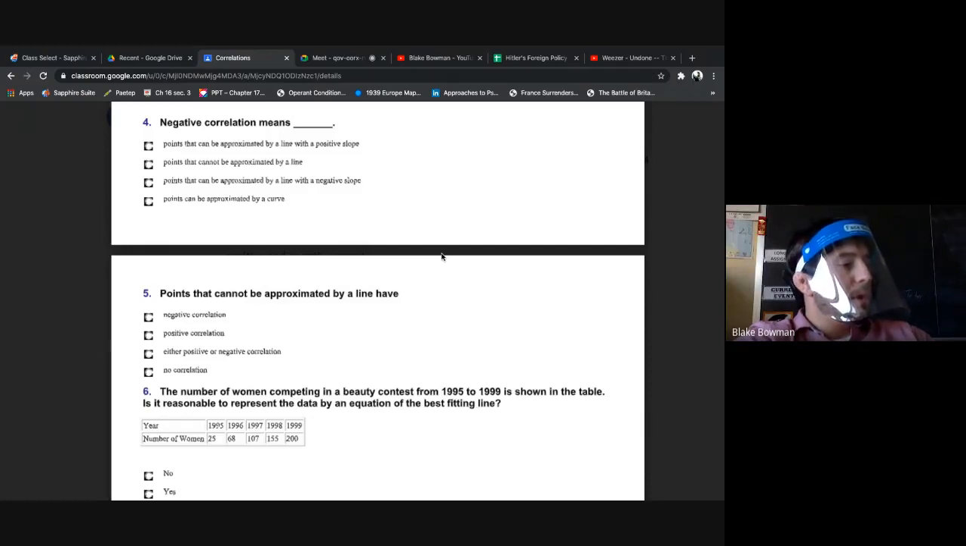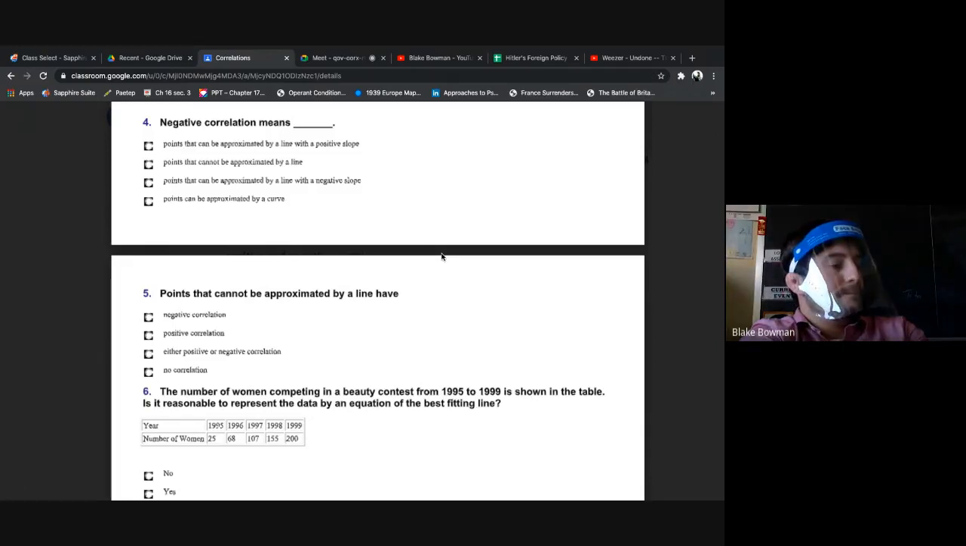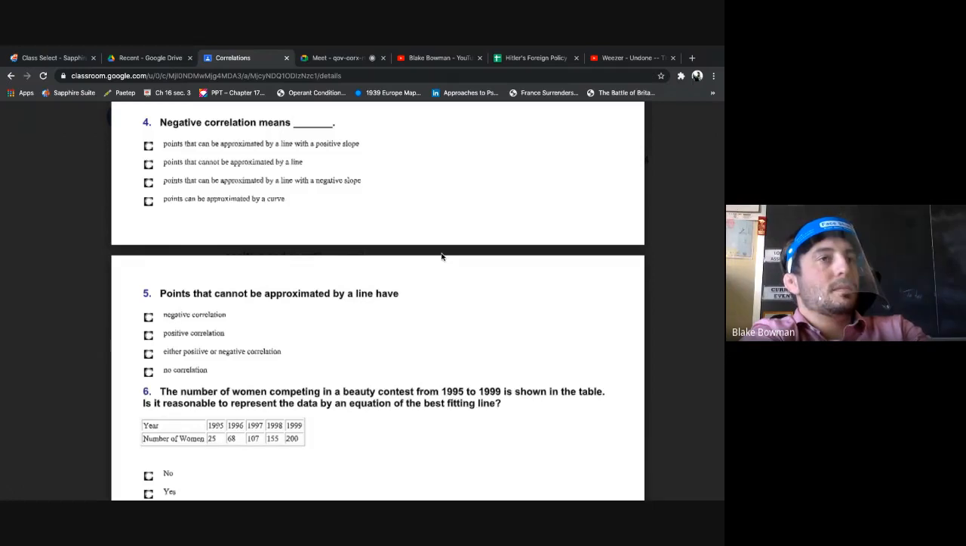Six. The number of women competing in a beauty contest from 1995 to 1999 is shown in a table. Is it reasonable to represent the data by an equation of the best fitting line? What do you got here, Hannah? Why is that? You don't know? Sarah, what do you have? I don't know why I said no, but I believe I was trying to say yes because there's a trend. Yeah, there is a trend.